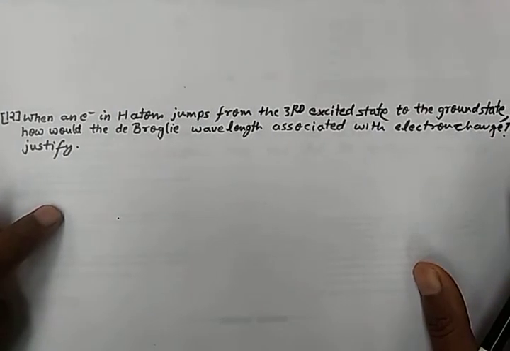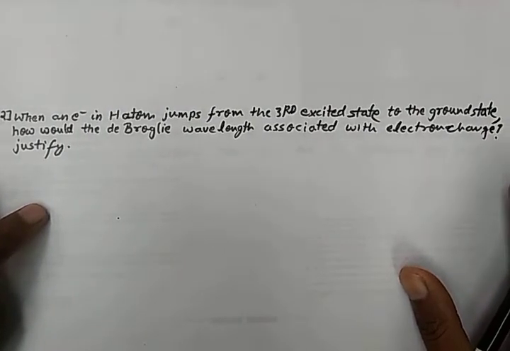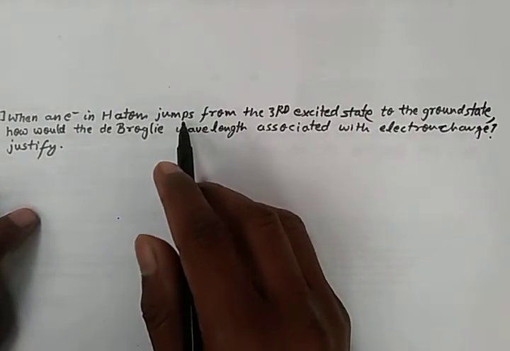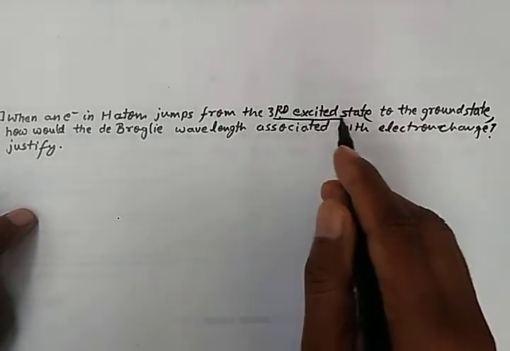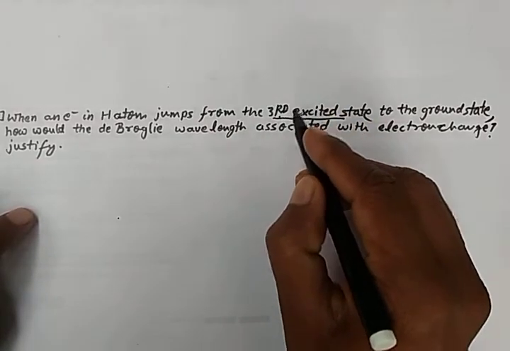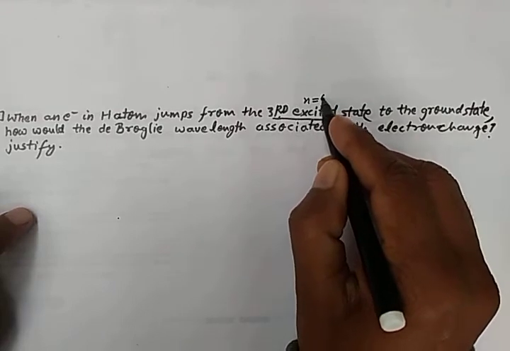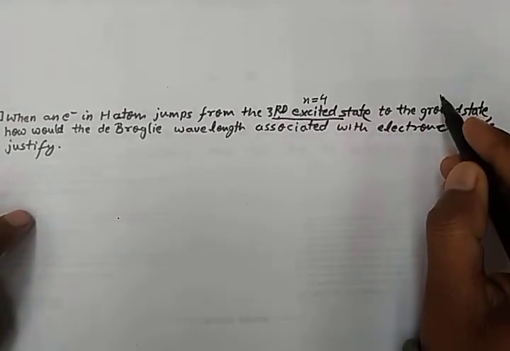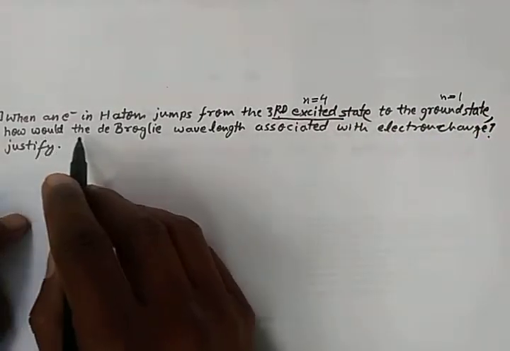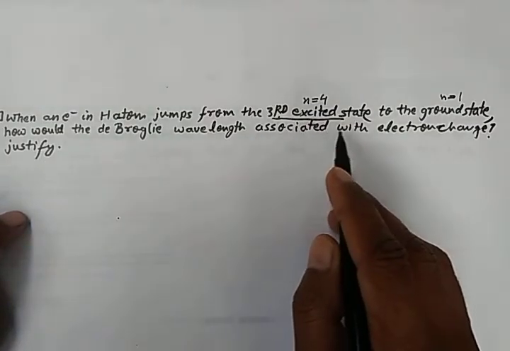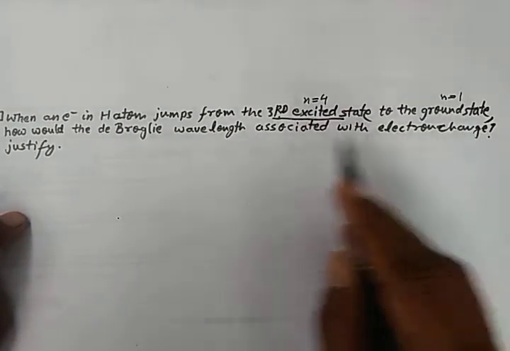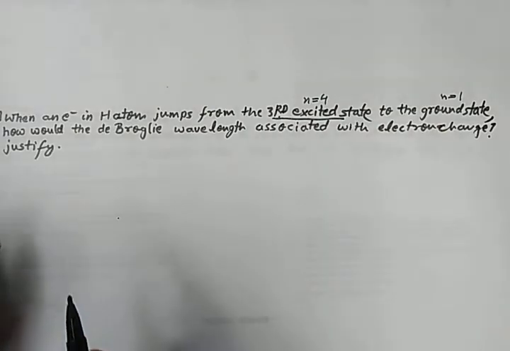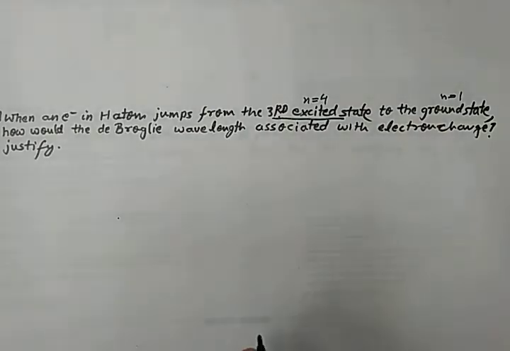Well, okay. When an electron in hydrogen atom jumps from the third excited state, third excited state means n equal to 4, to the ground state n equal to 1, how would the de Broglie wavelength associated with the electron change? Justify. The question is just beyond the concept.